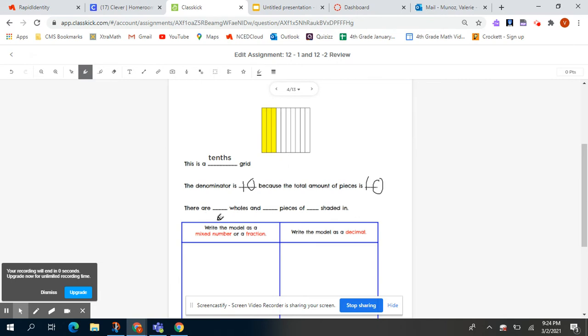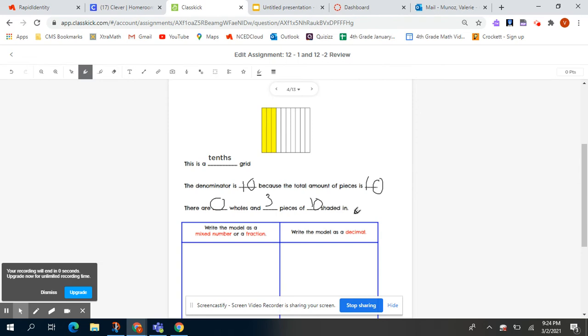Now it wants to know how many wholes and then pieces are shaded in. Well, I can see over here that there are no wholes because this grid is not filled in. So it's not complete. This means I have 0 wholes. And then it wants to know how many pieces are shaded in. Well, I can see that I have 1, 2, 3. 3 pieces of my 10 are shaded in.